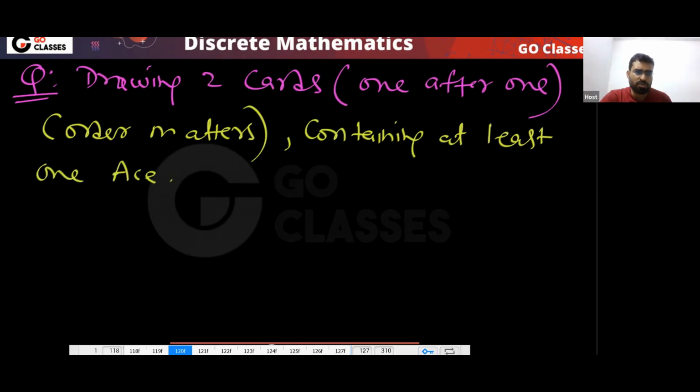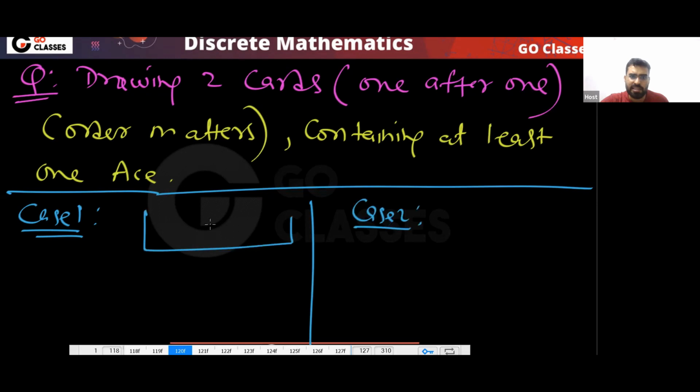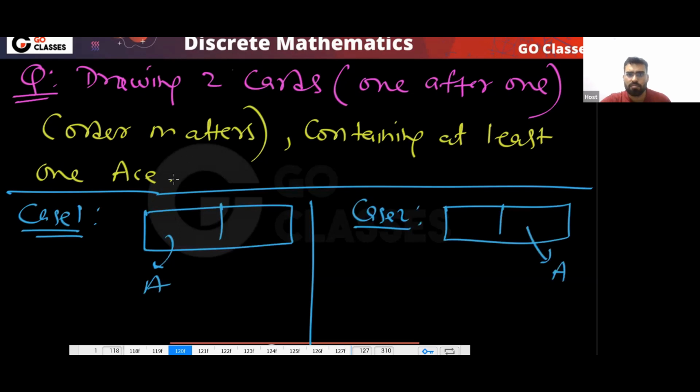Now for this question, actually you can create cases. What are the cases? This question you can solve by cases. Can I create these 2 cases and tell me, are they mutually exclusive? Like here I am saying that this is ace, and here I am saying that this is ace. Are they mutually exclusive? Containing at least one ace.